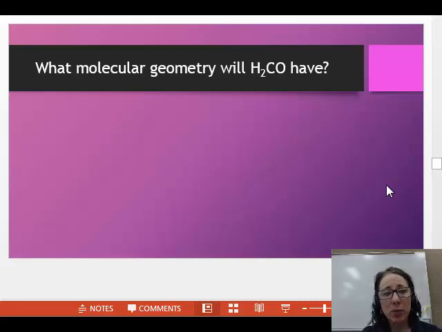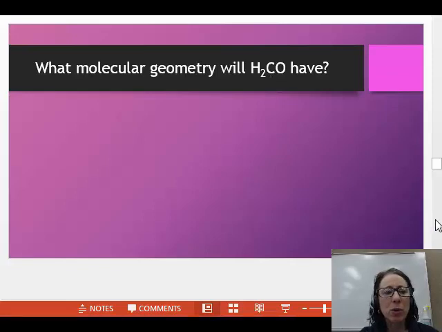Let's look at applying the VSEPR theory to a molecule. The question on this slide is, what molecular geometry will H2CO have? This is an organic molecule known as formaldehyde. Carbon is the central atom.